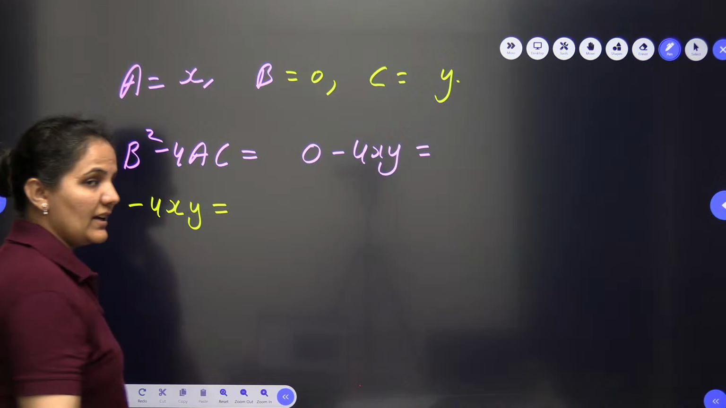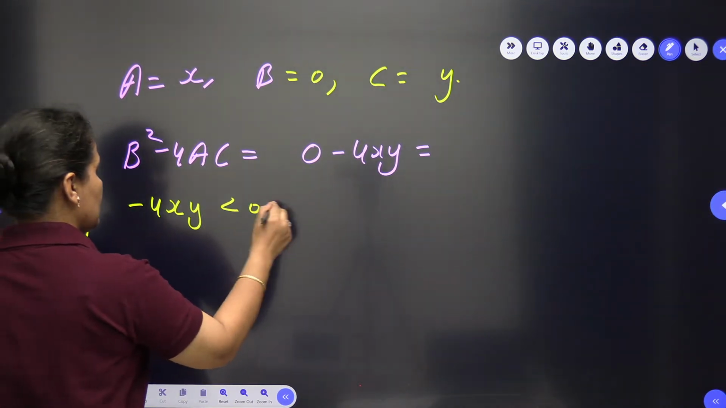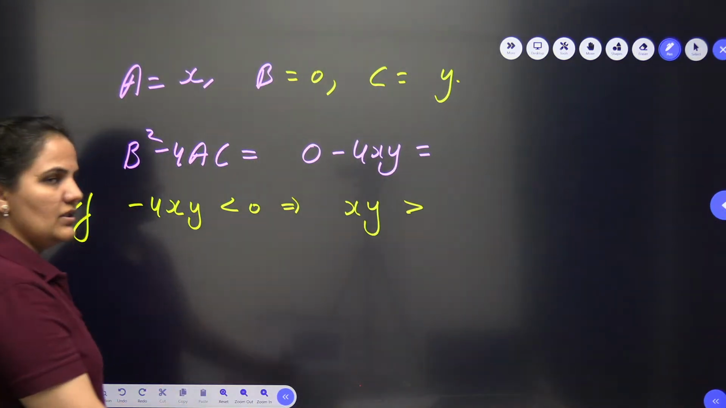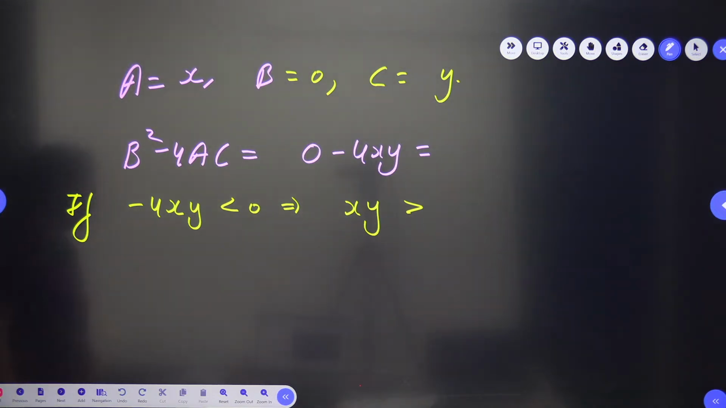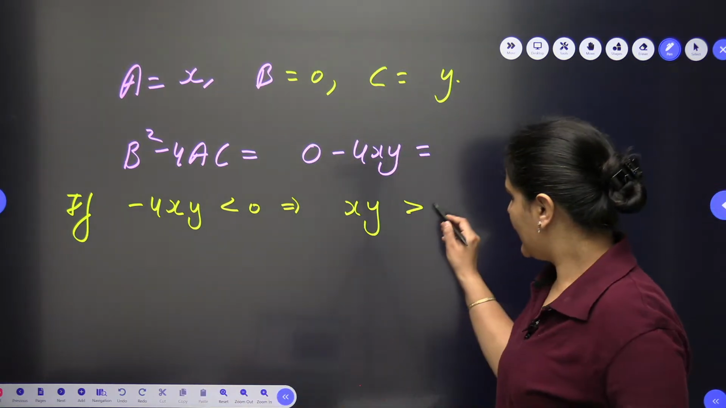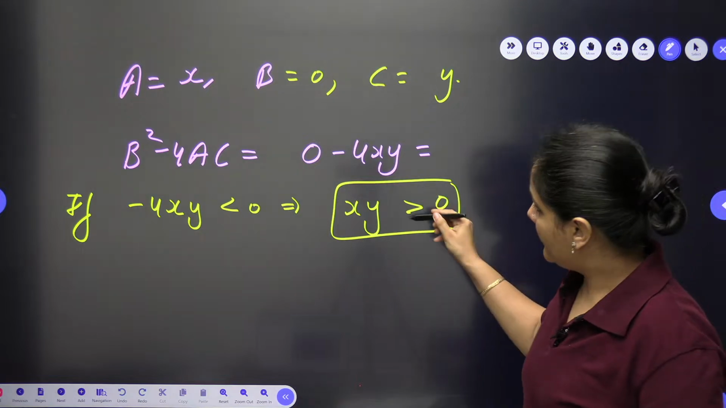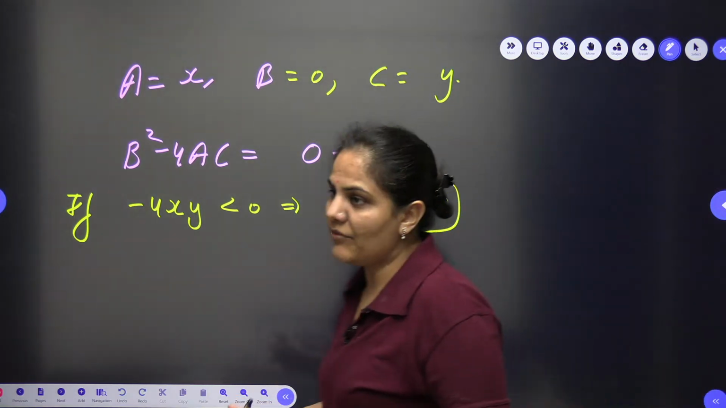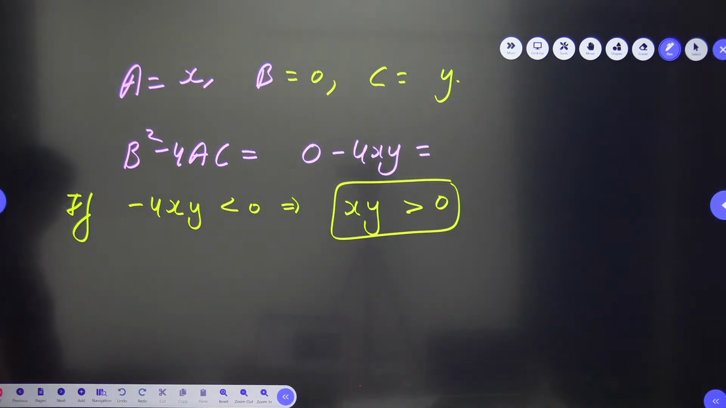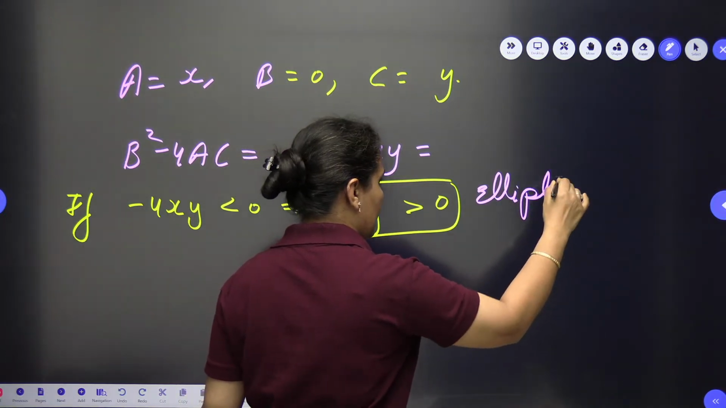If you take minus 4xy as less than 0, or if you want to remove the minus 4, then xy will be greater than 0. Okay, so this is the first condition. If xy is greater than 0, we need to check every condition against the options, because we need to go with the options only. So if xy is greater than 0, it should be an elliptic equation.